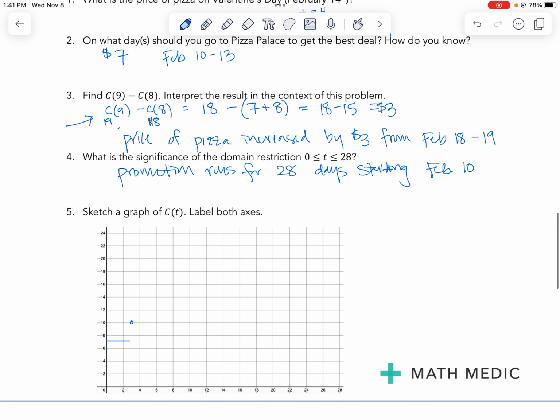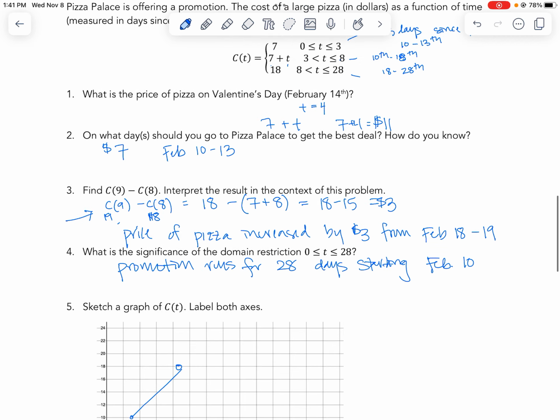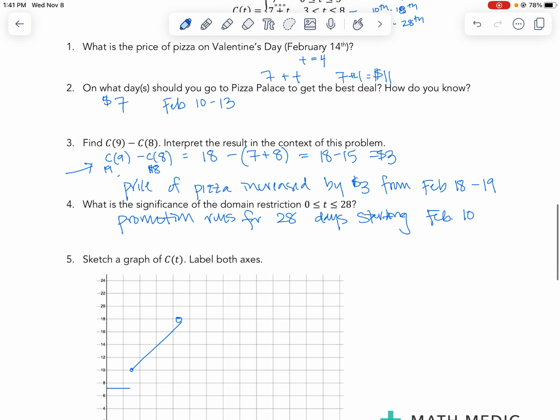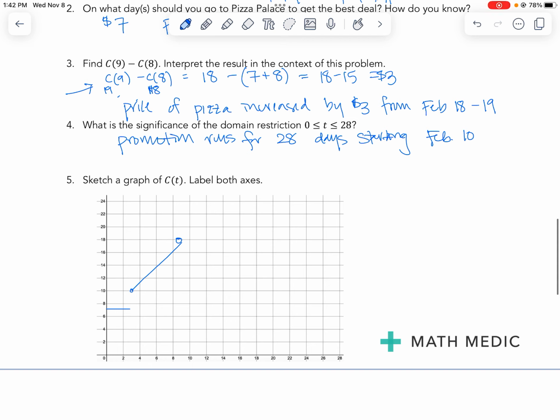Day 8 would be 18. Oops. Hard to draw. Okay. So the price is going up there. And then it's a constant $18 from day 8 to 28. So from February 18th, from day 8, and that's T, it's a constant $18. Hold on. Watch the next video while I do this graph the right way.